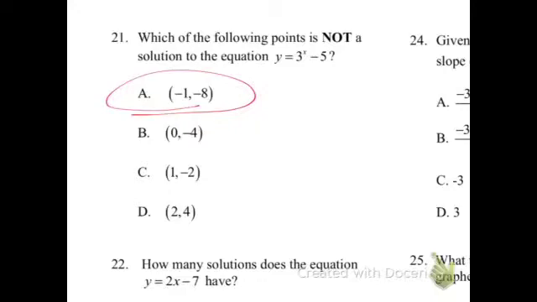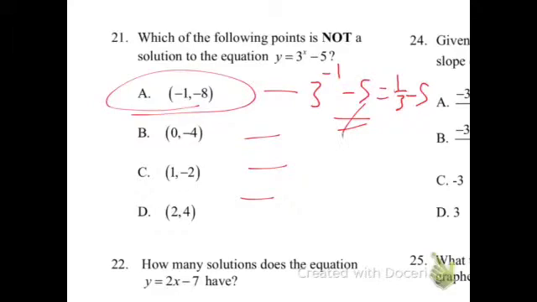And on 21, which of the following points is not a solution to the equation? To figure this out, you have to take each of these points and take each of the x values, put it in for x, and see if it gives you the corresponding y value. Okay? Well, if you take the first one, you plug in negative 1, 3 to the negative 1 power is 1/3. And so you're going to have 1/3 minus 5. Well, that is not equal to negative 8, which is supposed to be the y value there. And so A would not be a solution.